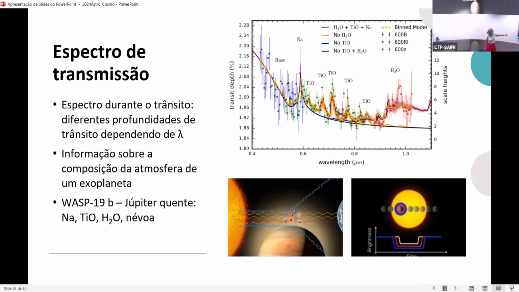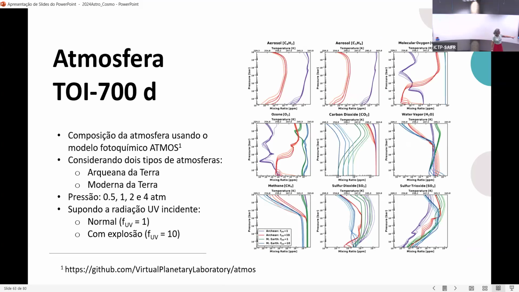Not that sensitive, but enough sensitivity, because for terrestrial planets the transit signals are much lower. And I'm just going to show you what the simulations were for that, for 700D. So we use this model, which is not ours, it's freely available. It's called Atmos, a photochemical and climate modeling code for atmospheres. You can do it for planets in our solar system, it has all the entries, and you can do it for other systems.